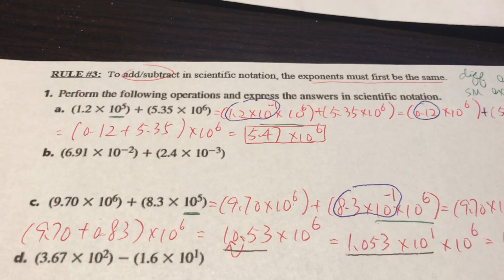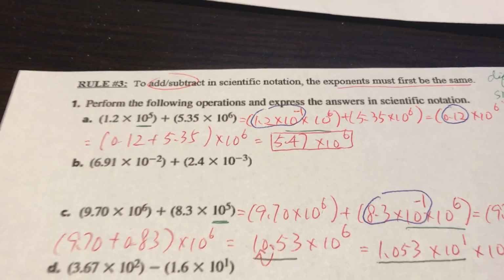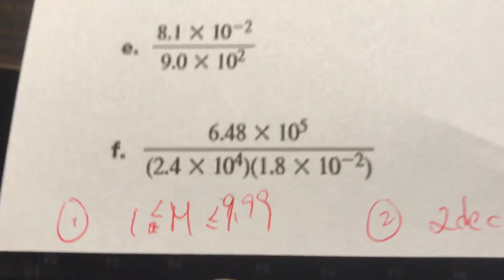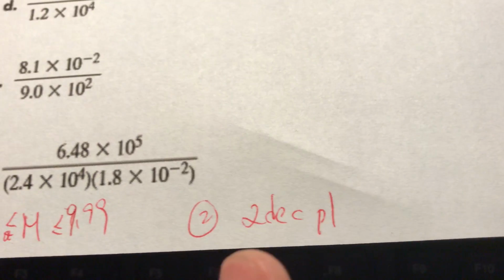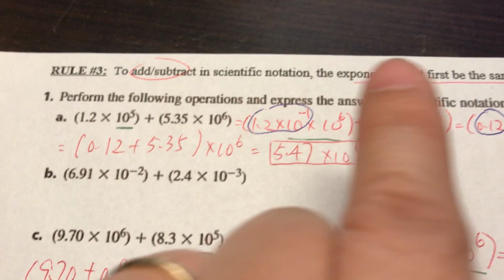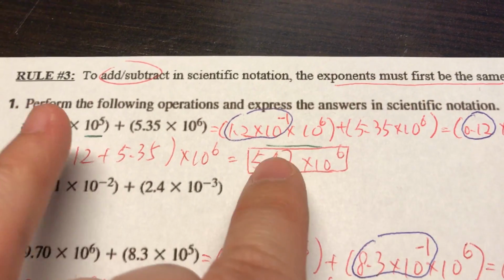So I'm now talking about scientific notation, the addition and subtraction. Two things we want to remember: the m is between 1 and 9.999, and the rounding to decimal places is always the last step. So for question A, in addition and subtraction, the exponent must be the same for both of them.